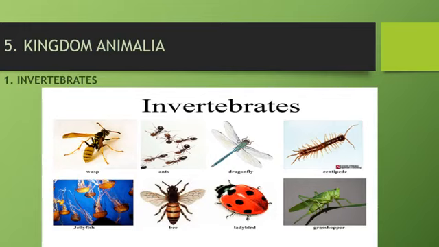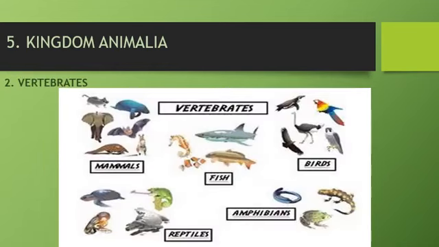Those animals which do not have a vertebral column or backbone are invertebrates, like jellyfish, starfish, flying and crawling insects, etc. Those animals which have a vertebral column or backbone are vertebrates, like fish, reptiles, amphibians, birds, and mammals.